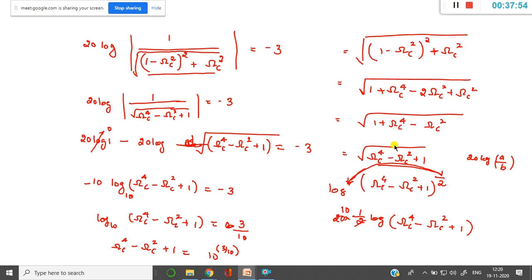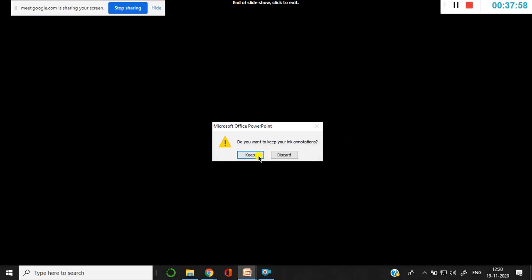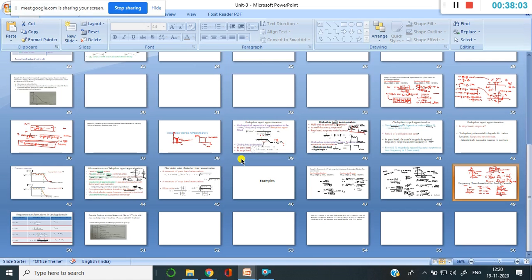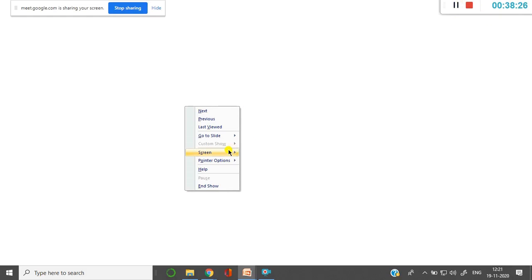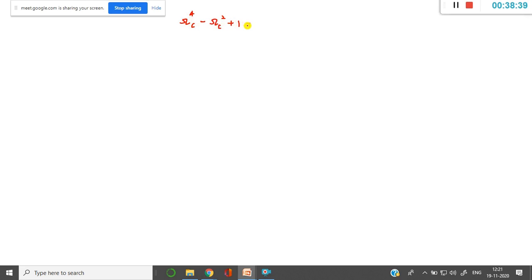Okay, let me put one more slide here. So what was the previous line? Okay, omega c to the power of 4 minus omega c square plus 1 is equal to 10 to the power of 3 by 10. Solve this and let me know the answer. Probably I have the answer directly, right? You can check it. This is 1.995. Just go with the help of a calculator, you can solve that.